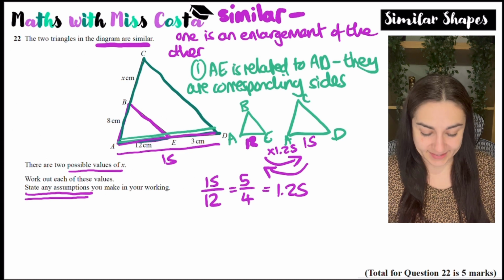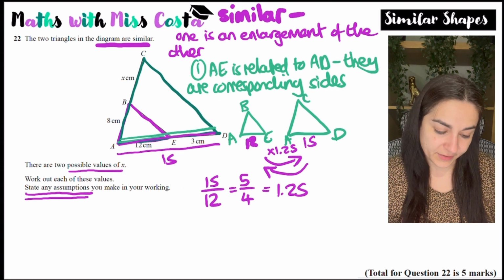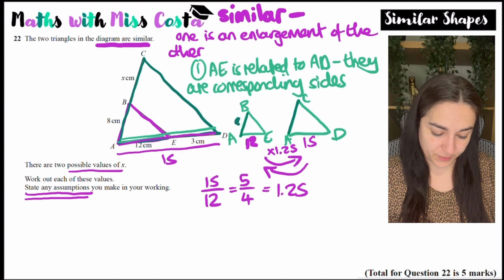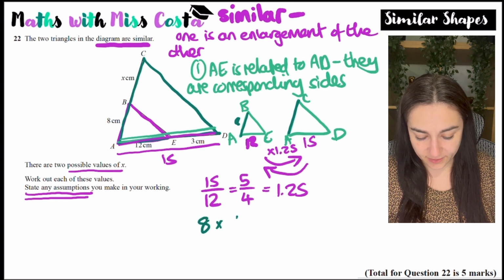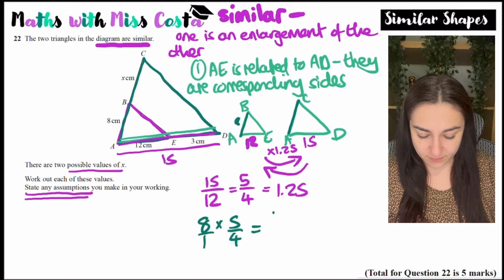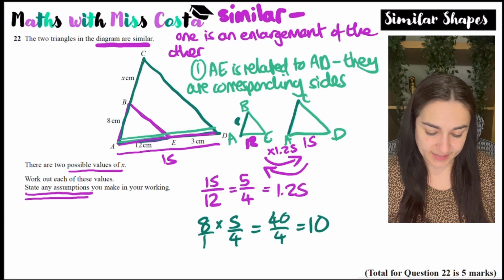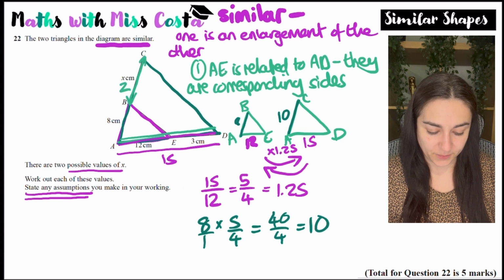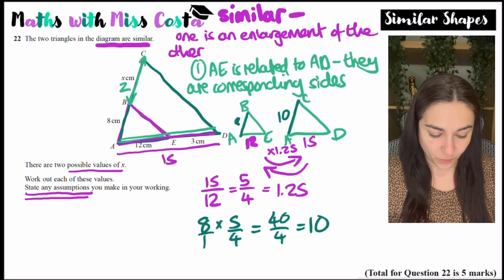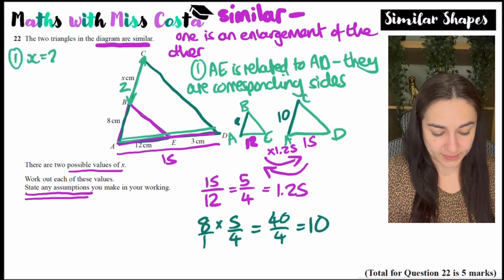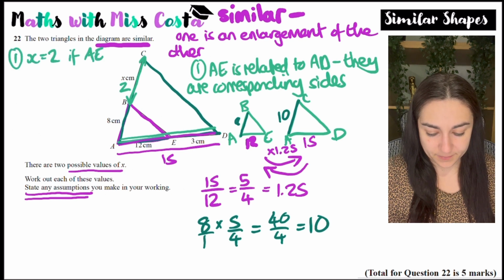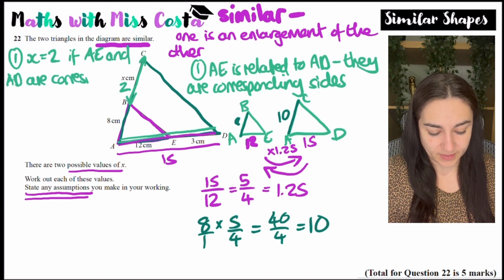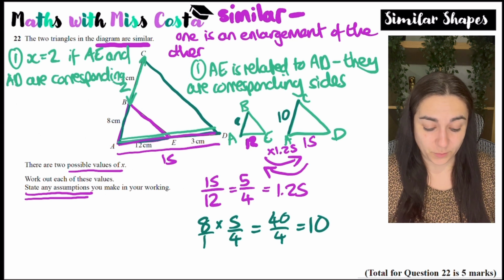Now, because this is a non-calculator paper, I can leave it as a fraction. And I've been given this side here. I know that this side is 8. And I want to work out this total length here, which would be AC. So I'm going to do 8 times 5/4, which gives me 40/4, which is 10. So this whole side here is 10. And therefore, x must be 2, as 8 plus 2 makes 10. So one option is x equals 2 if AE and AD are corresponding sides. So hopefully most of you were able to spot that one.